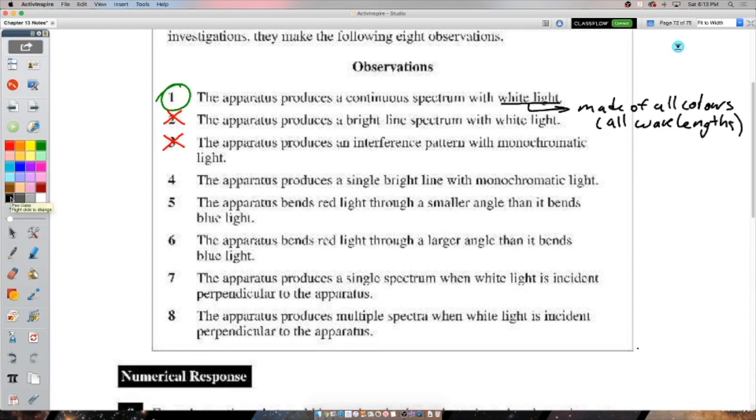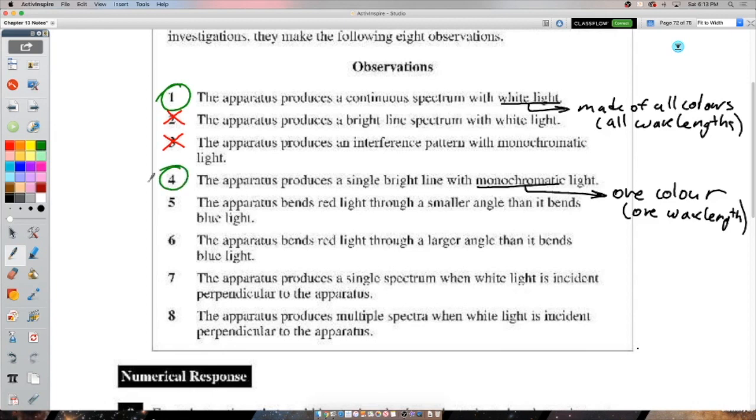Let's think about that. First thing, what is monochromatic? Mono meaning one, chromatic meaning color, so one color only, like a laser. So imagine this. Remember, refraction bends blue light more, red light less, but what if you only have one color? What if you only had red light, for example? Well, it's just going to bend all that red light the same amount. So yeah, it would produce a single bright line. It would just make one bright line on the other side, and it wouldn't spread it out at all because it would be bending everything the same amount. So that works.